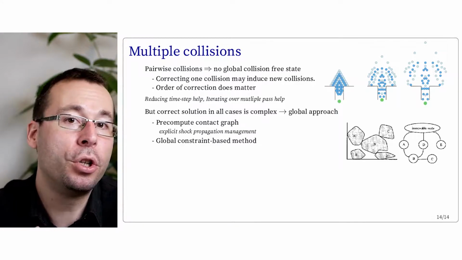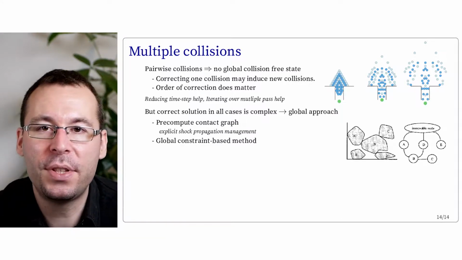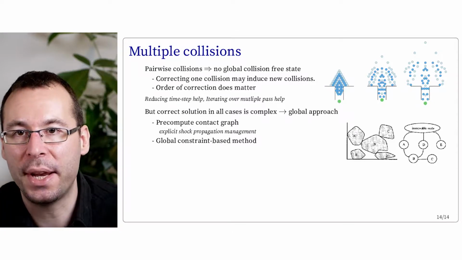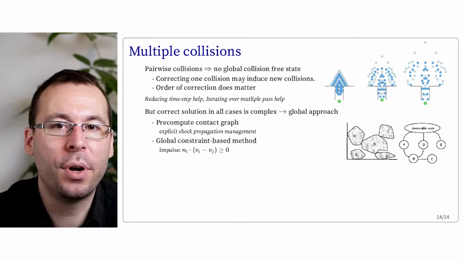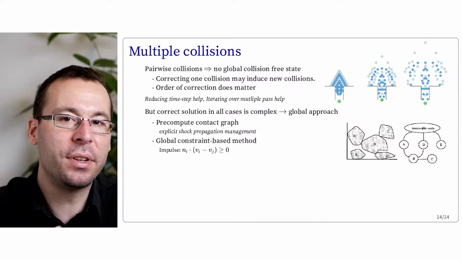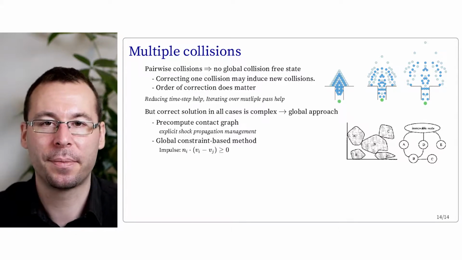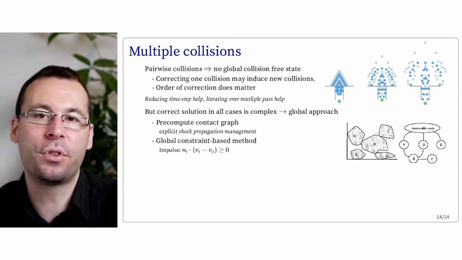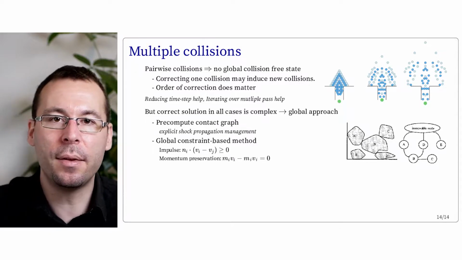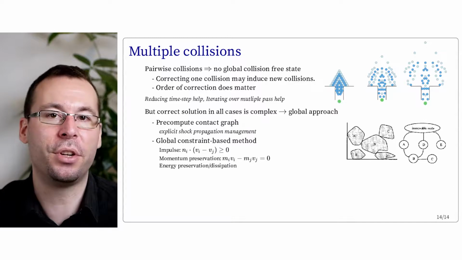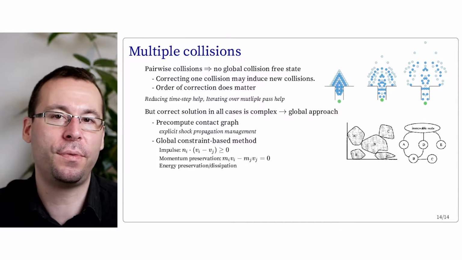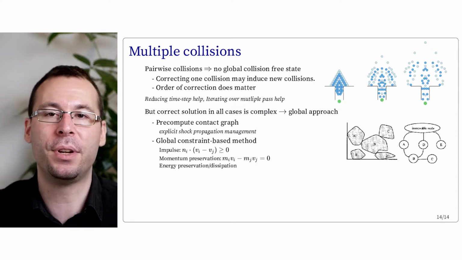Or another and more general approach is to express the system of impulses to apply as a global system under constraints. Actually, the impulse should separate the colliding elements away, so this is an inequality constraint. And another set of constraints is the preservation of the momentum of colliding elements, and possibly the preservation or dissipation of energy. So the formulation as inequality makes the search for a solution more complex than a simple system.